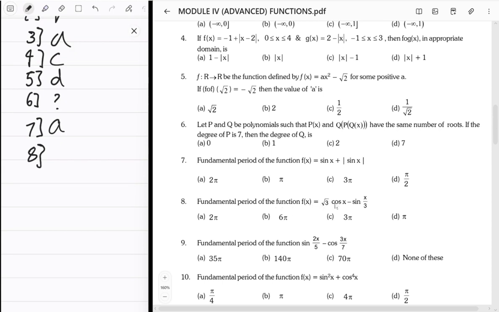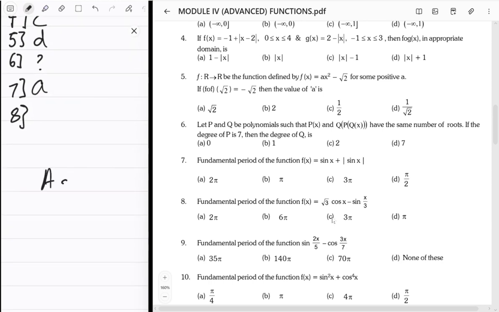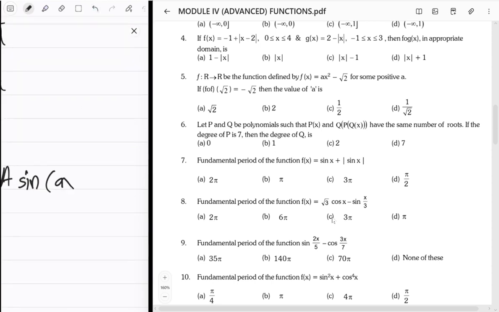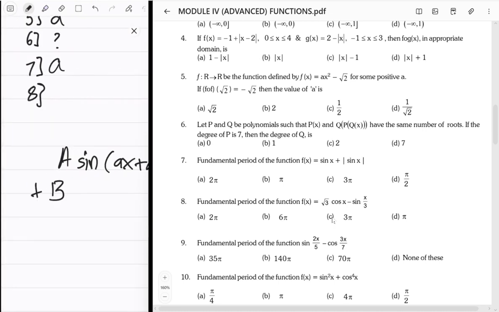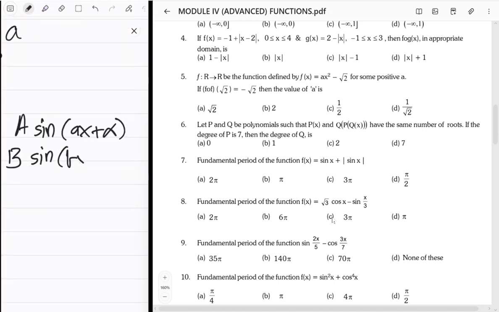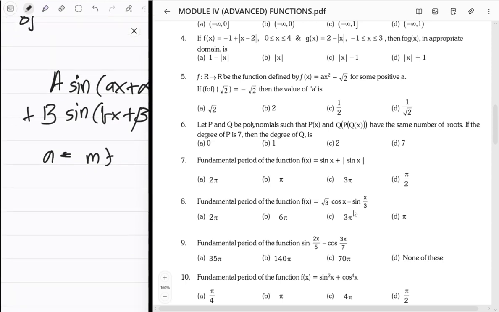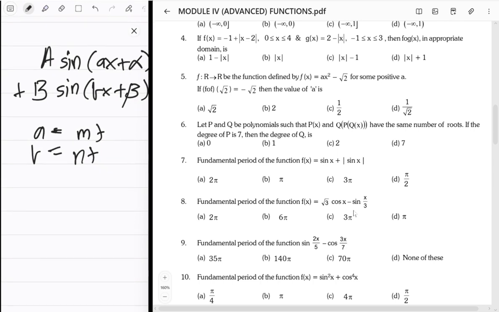I did write a whole proof of why, if you have something like sine of ax plus alpha and then plus b sine of bx plus beta, a function which can be written like that in the end, then the only way for this to be periodic is that a must be some integral multiple of some base number, and b must also be an integral multiple of the same base number. Only then can we have a period.